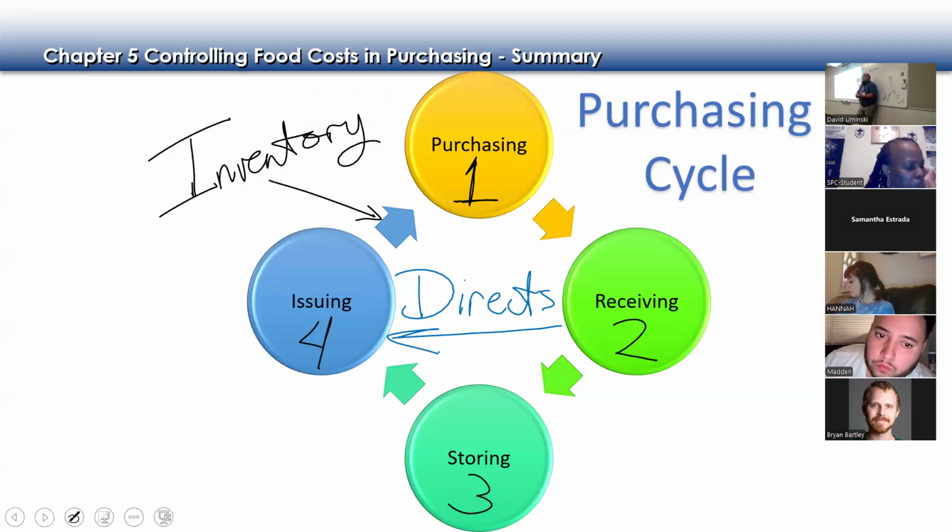The next four chapters, 5, 6, 7, and 8, we are going to talk about how we can control costs in each one of these stages of the purchasing cycle. Okay, and so today we're going to focus on the purchasing process.